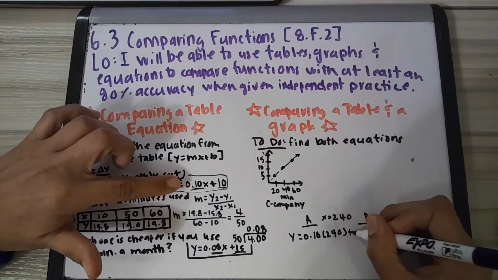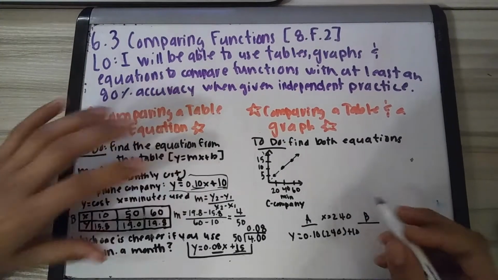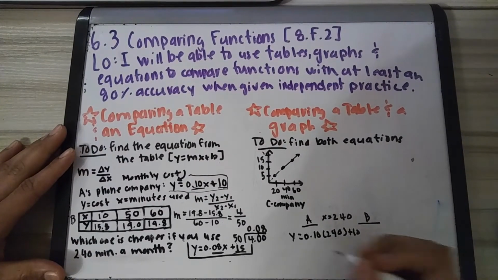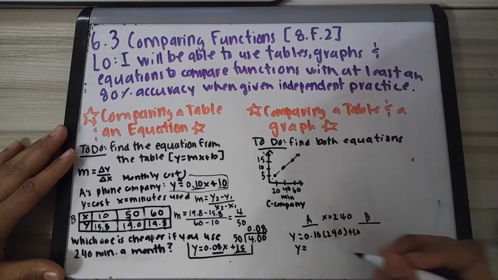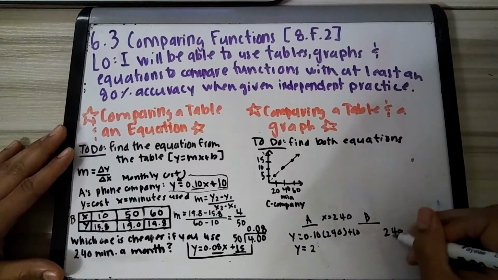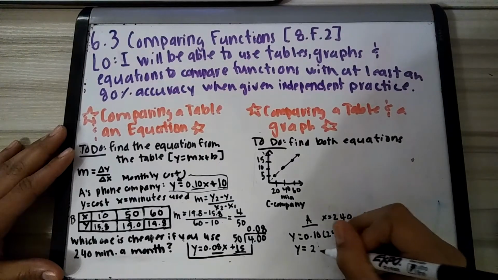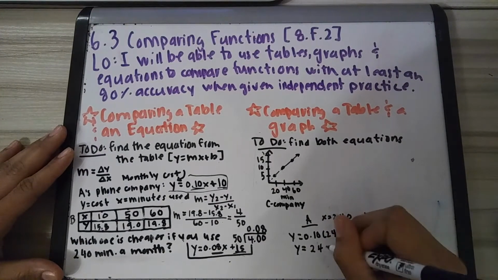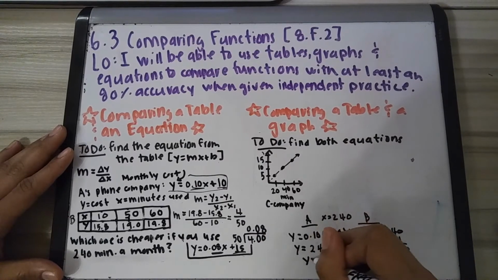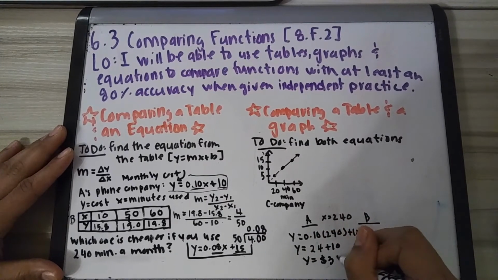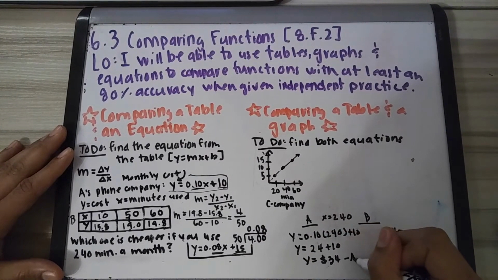So I'm taking this and plugging in just that 240 where I see the X. When I multiply that, and I have a decimal there, that's $24 plus 10, which is going to be $34. This is company A.